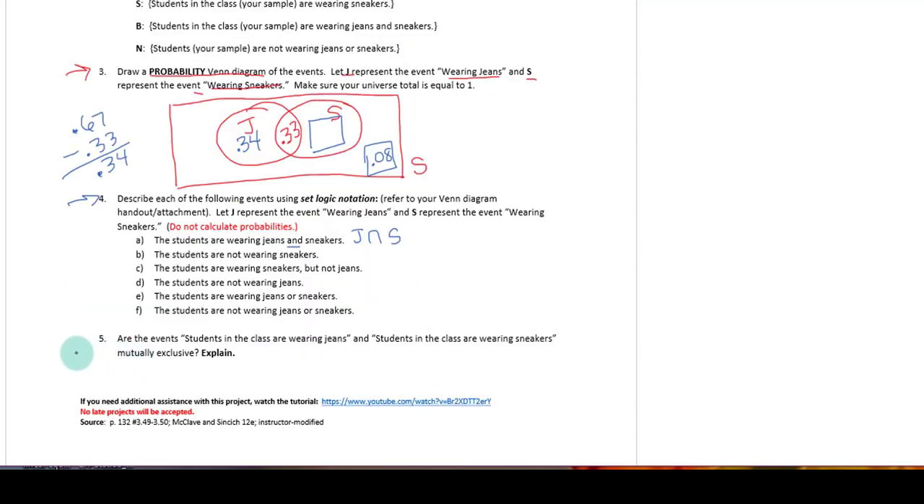And finally, for question 5, it says, are the events students in the class are wearing jeans and students in the class are wearing sneakers mutually exclusive? So it's kind of a vocabulary check here. Are those two events mutually exclusive? If you answer yes, make sure you explain your answer or reasoning. If your answer is no, then make sure you're also explaining why you're choosing no for your answer.